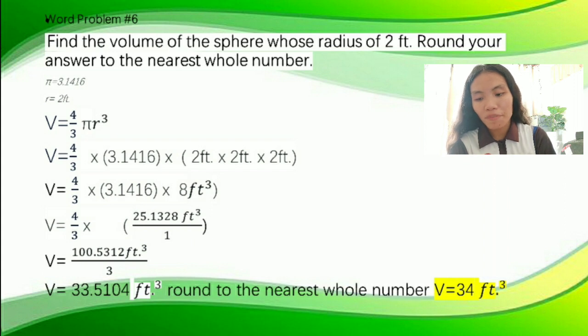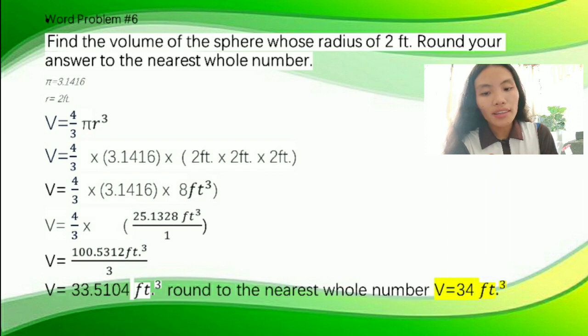So, down to the next step, volume is equal to 4/3 times 3.1416 times, so let us multiply 2 feet times 2 feet times 2 feet, which is equal to 8 feet cube. Down to the next step, volume is equal to 4/3 times 3.1416 times 8 feet cube, which is equal to 25.1328 feet cube. It is still not divisible, so we put 1 in the denominator so they both become fractions.